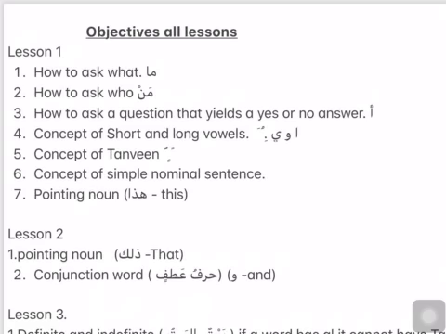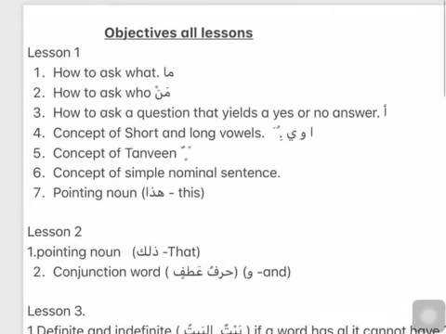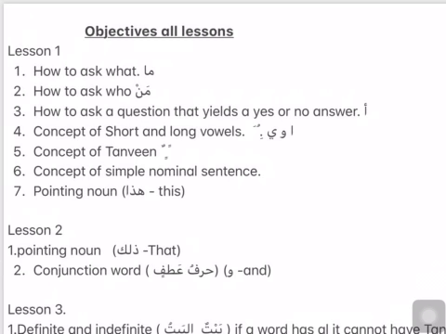Tanween means two harakat, two fatha, two dhamma, or two kasra. And we learned that most of the time, if a word has tanween, it is an indefinite word. Not always, but most of the times.